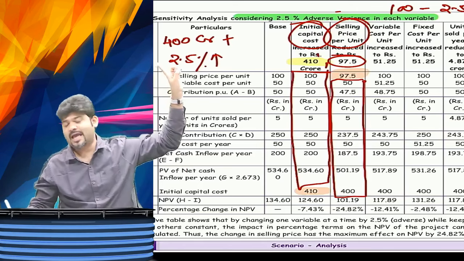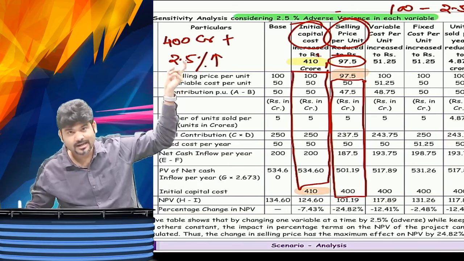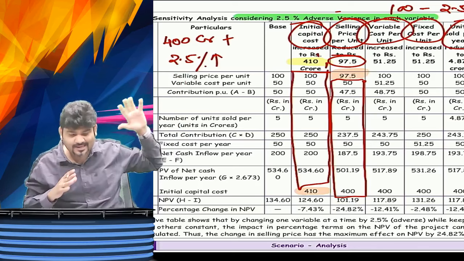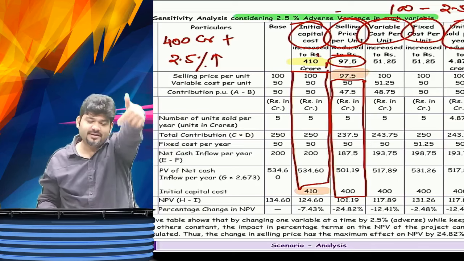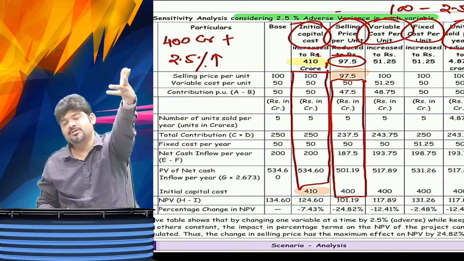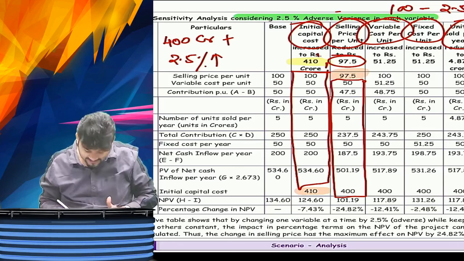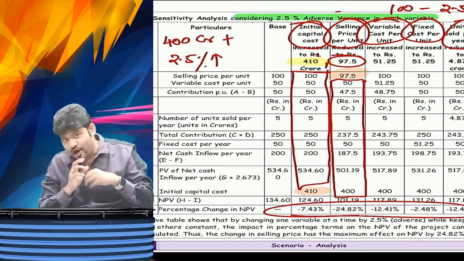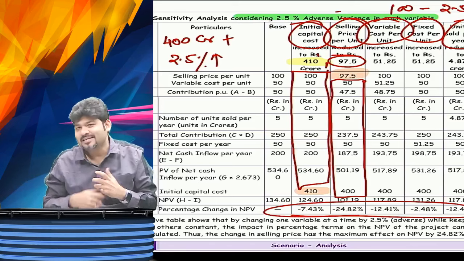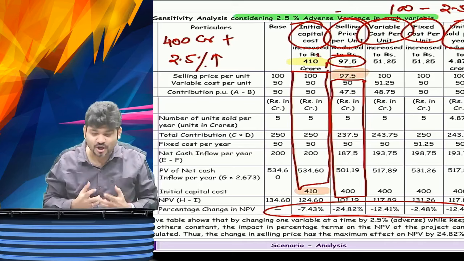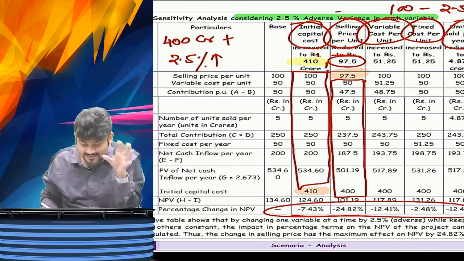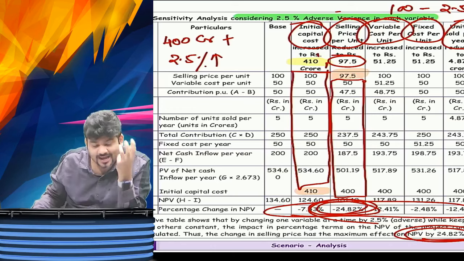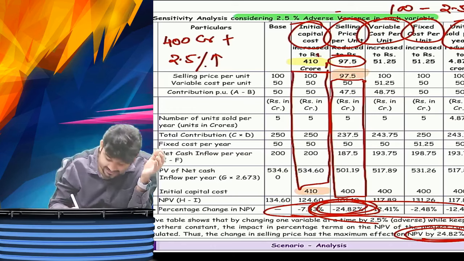Change of one factor. It could be initial capital cost. It could be a selling price per unit. It could be a variable cost per unit, a fixed cost, units sold. It could be any damn thing. And then we have to see its impact on the overall change in the NPV, and that percentage change in NPV is what is to be measured. Higher the sensitivity percentage, higher the impact on NPV. So in our case, can I say it is the selling price per unit, which has changed by 24.82%, is giving me the highest NPV change. Are you clear, guys? Are you clear with this?